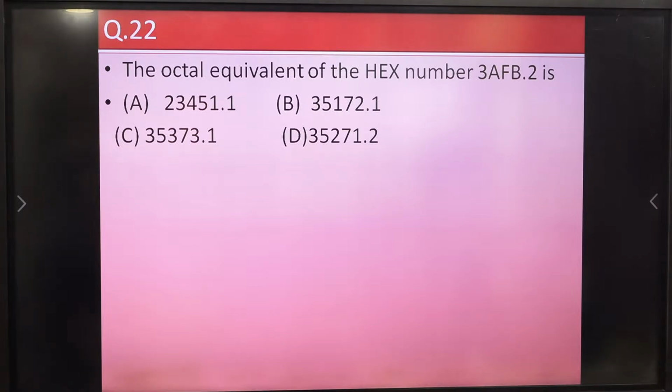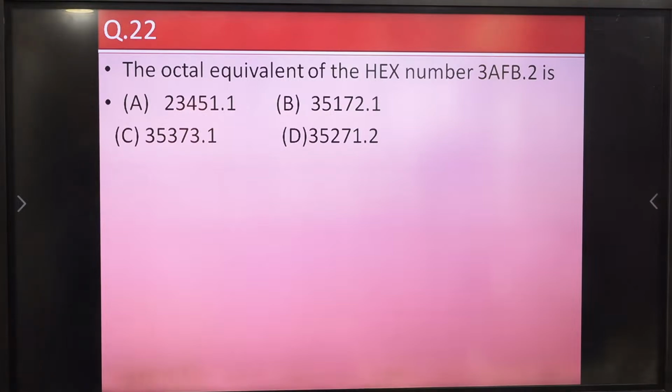So which is the right answer here? You all must remember how to convert octal to hexadecimal number or hexadecimal to octal. So here we are given a hexadecimal number. We can convert that into binary, and then from binary we can convert it into octal. So please write the answer.